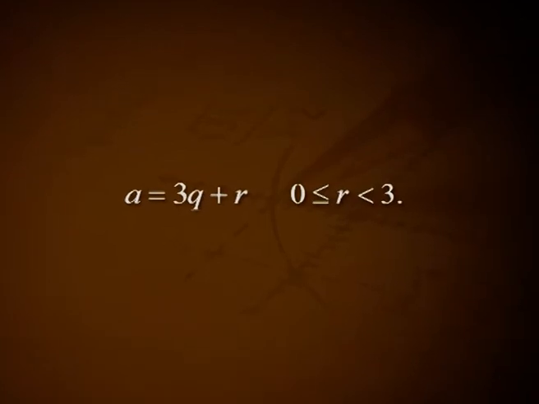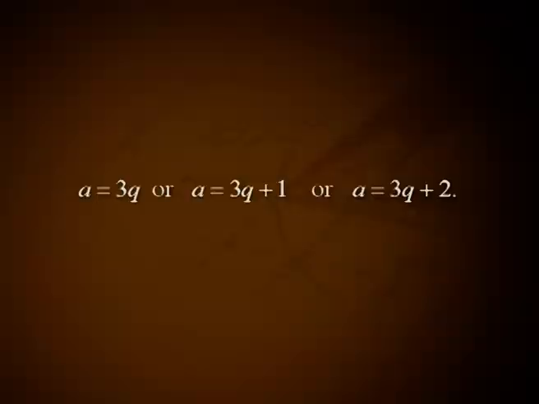Example 1. Prove that the square of any integer is either 3k or 3k + 1. Solution. By division algorithm, with b = 3, an integer can be written as a = 3q + r, 0 ≤ r < 3. Hence, the possibilities are a = 3q, or a = 3q + 1, or a = 3q + 2. Case 1.